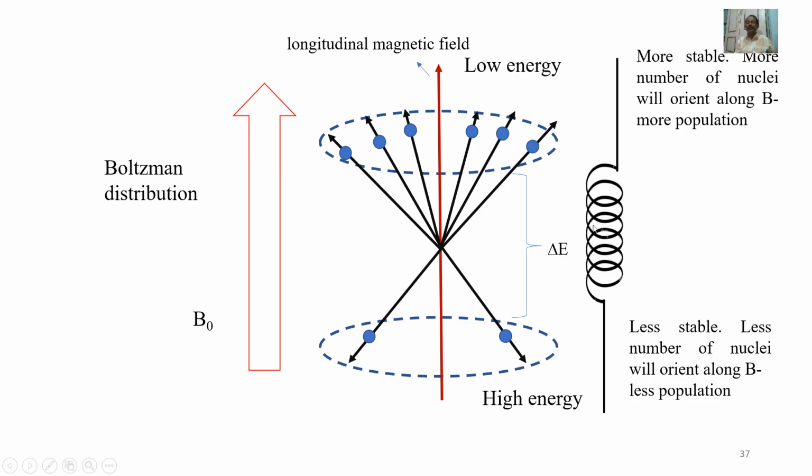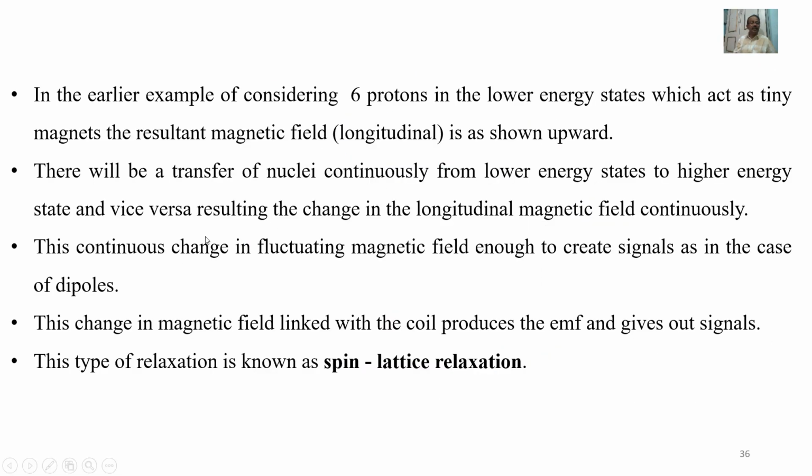This change in magnetic field linked with the coil automatically produces signals. This continuous change in the fluctuating magnetic field is enough to create signals, as in the case of dipoles. This change in magnetic field linked with the coil produces an EMF and gives us signals. This type of relaxation is known as spin lattice relaxation.